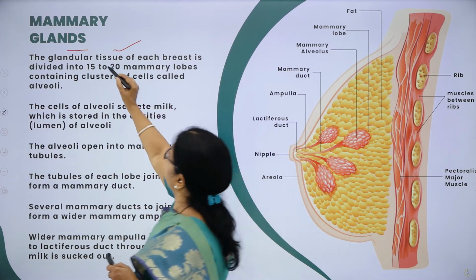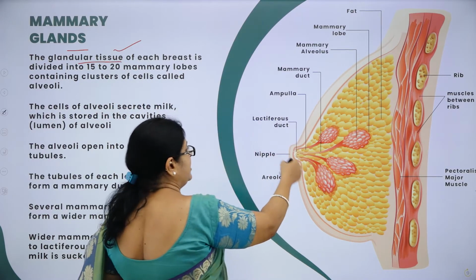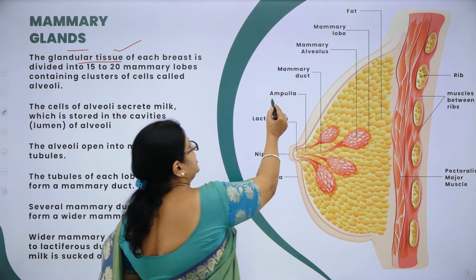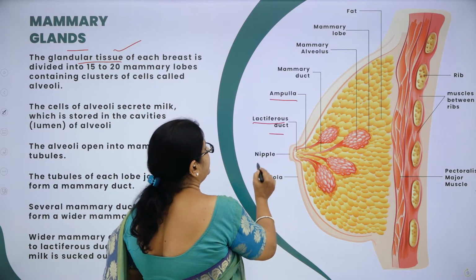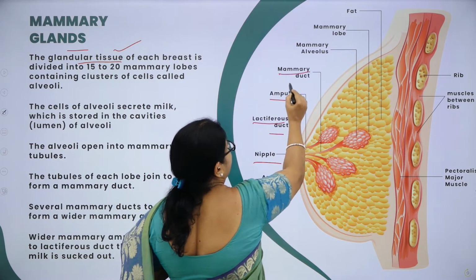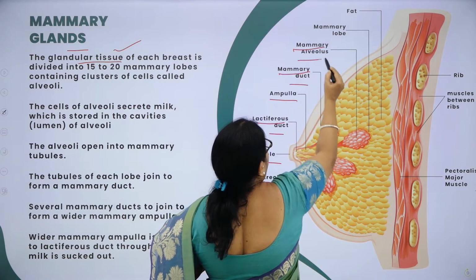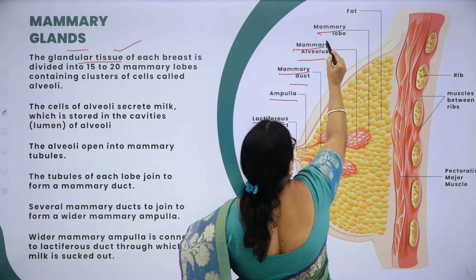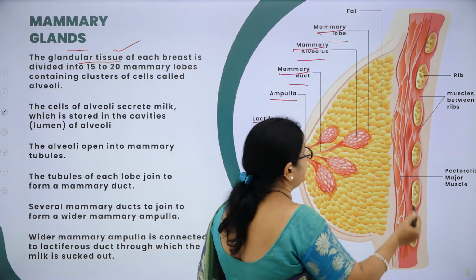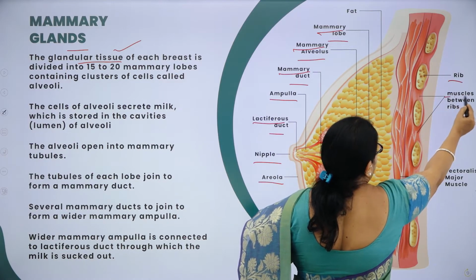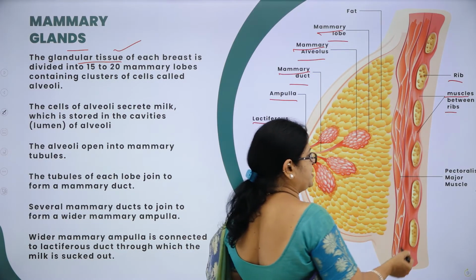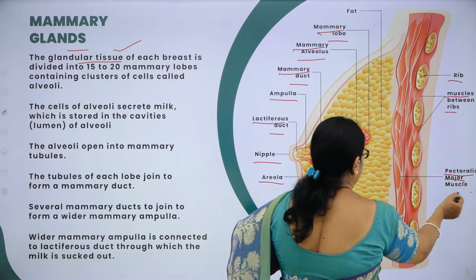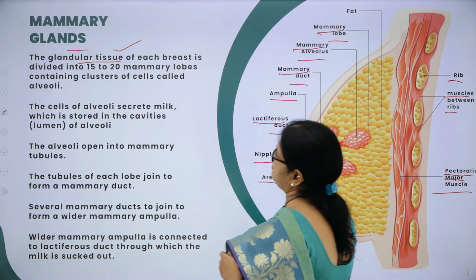So it is a glandular tissue. Mammary gland is a glandular tissue. Here you can see the ampulla, lactiferous duct, nipple, areola, mammillary duct, mammary alveolus. Here you can see the mammary lobe, then the fat. Here you can see the rib, how the muscles are attached between the ribs, and you can see the pectoralis major muscle. This is how a mammary gland looks.